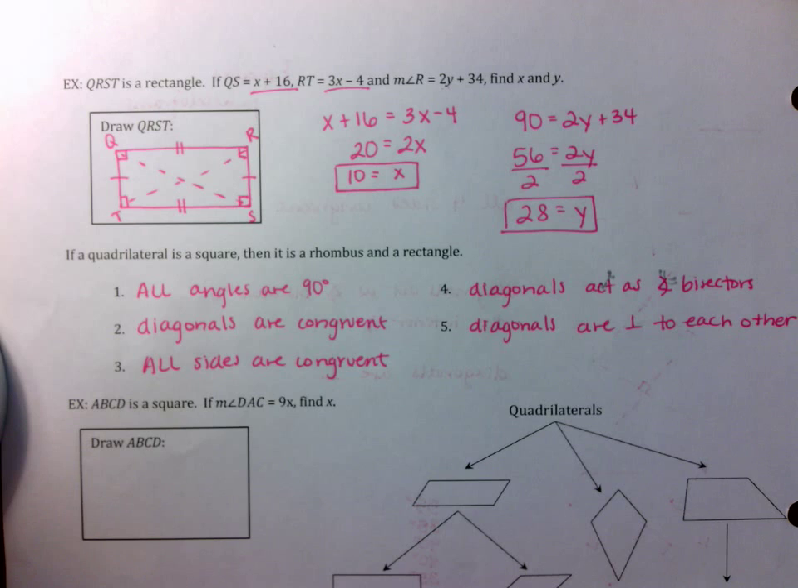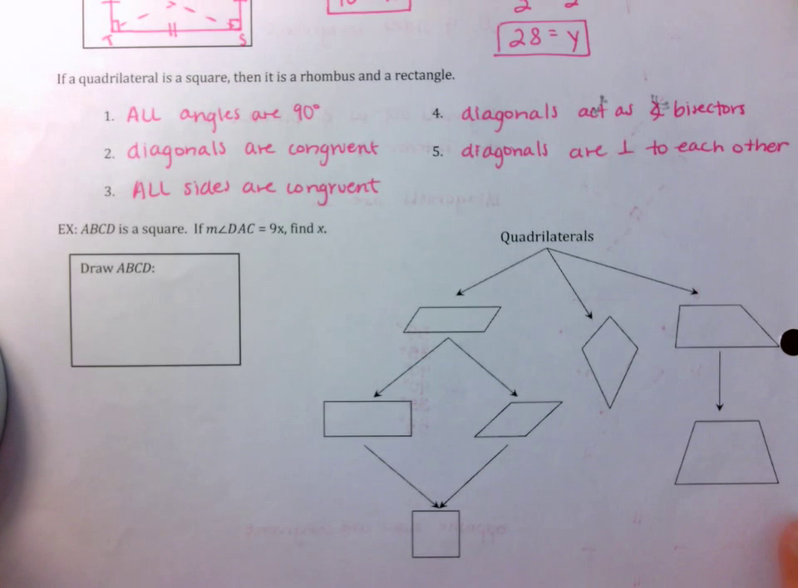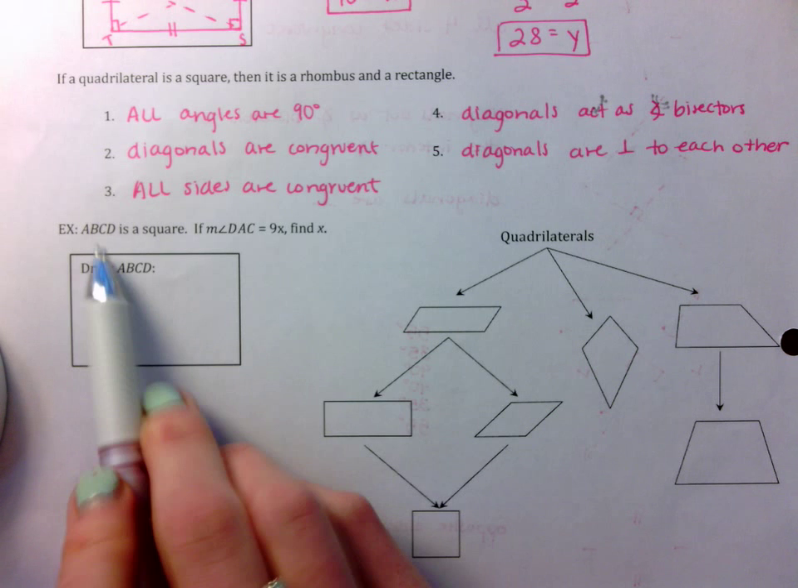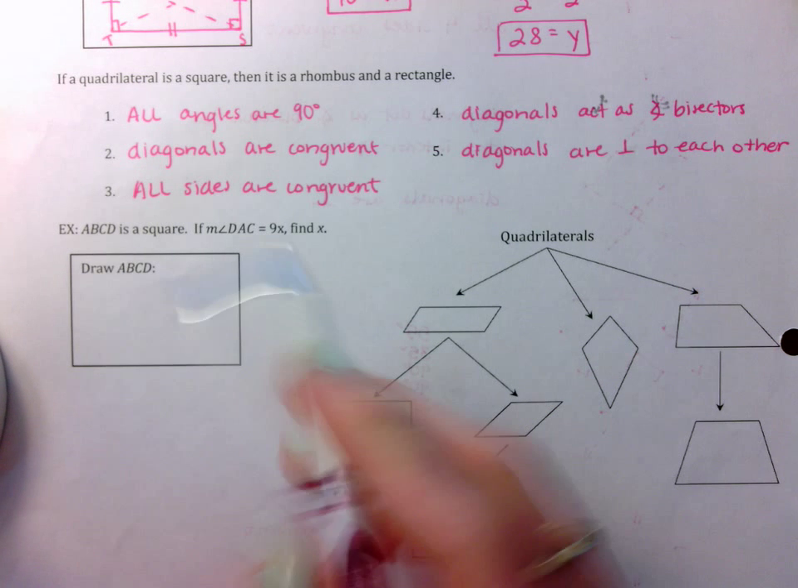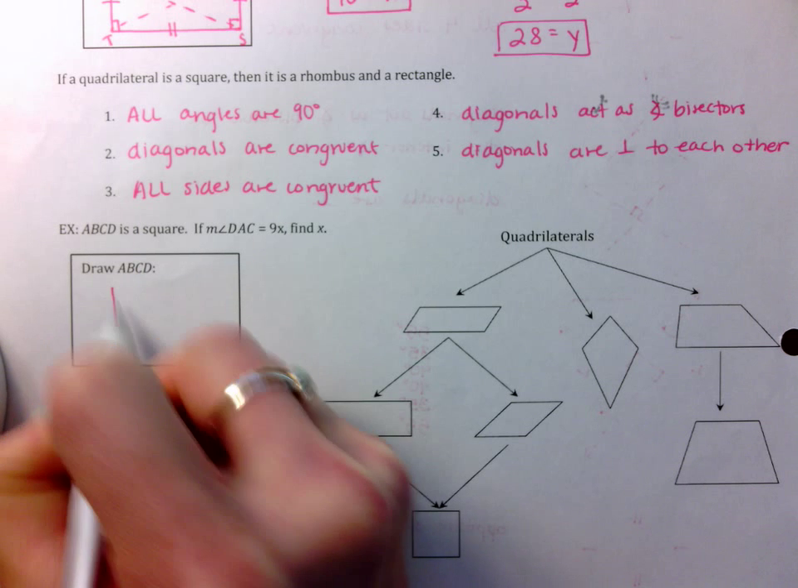All right. So just a couple more things for this set of notes, and then at the bottom I'm going to have you do the true-false on your own for next time. So it'll just be a couple of questions for you. All right, so we have ABCD is a square. I'm going to draw that for myself.